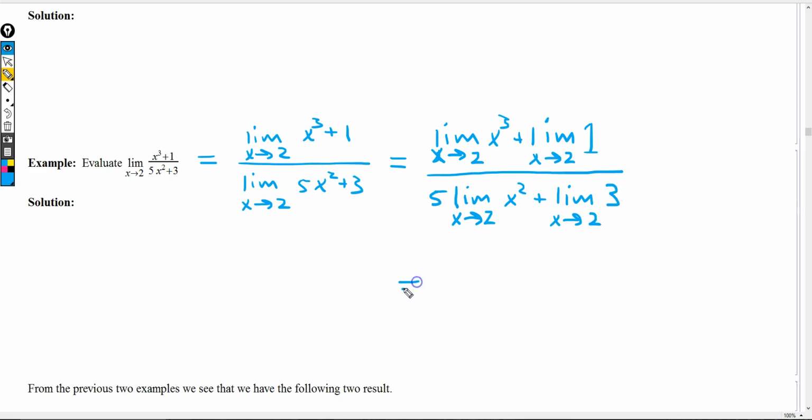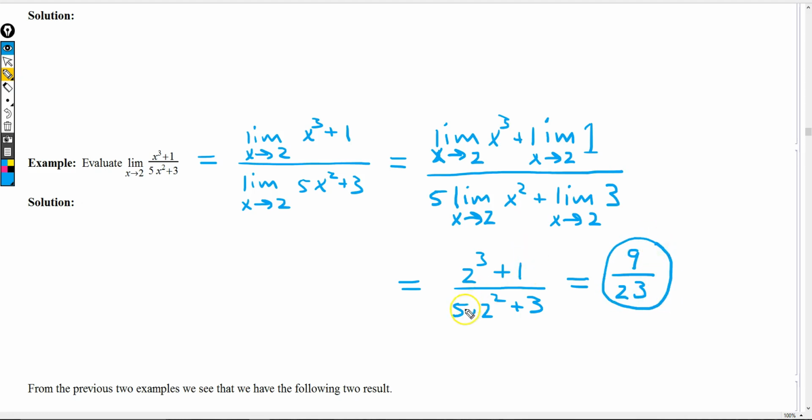And now we can just plug the 2 in for the x. This is going to be 1. This is going to be 3. Put the 2 in for the x right there, and I get, and all of that comes out to be, let's see, 9 divided by 23. Okay, and that's our answer.